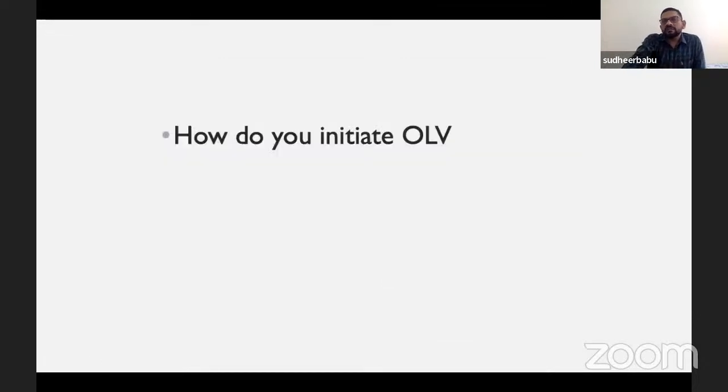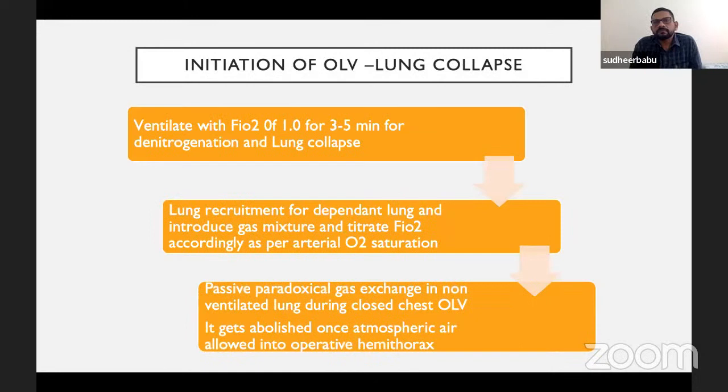So how do you initiate one lung ventilation? Tell me. Initiating, after induction, we first have to pre-oxygenate the patient with an FiO2 of 1 for around 5 minutes. And then we have to intubate the patient with our preferred interface of choice, like a double lumen tube.